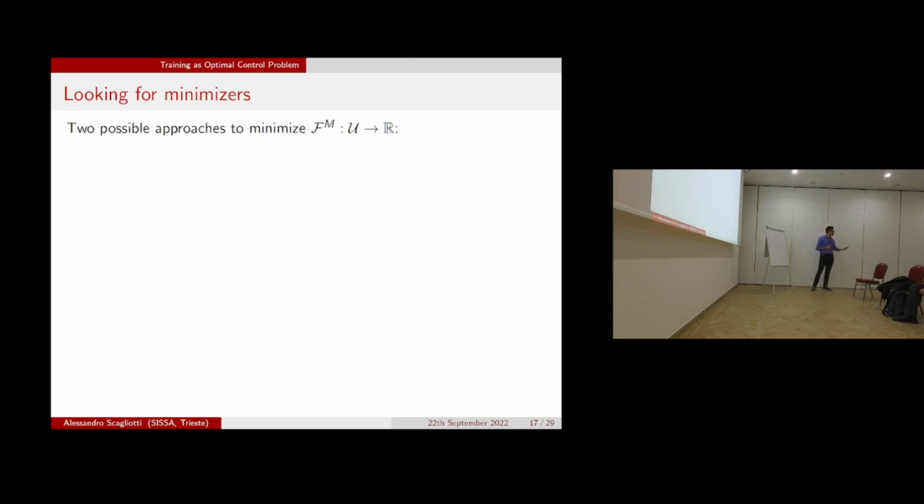Okay, so we have a strategy. The strategy is to minimize F_m. We have understood that there are good reasons to do that. We just need a practical implementation to do that. Essentially, there are two possibilities. The first one is to follow a gradient flow strategy. Essentially, the functional F_m induces a gradient flow on the space of admissible controls.